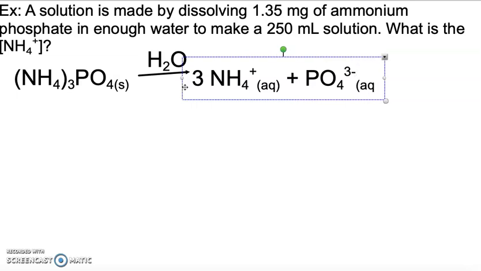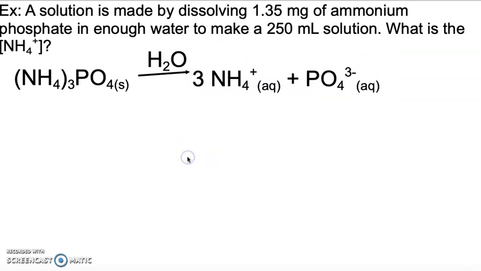And we have that phosphate ion. Okay, so now that we have our dissociation equation, now we're actually going to start to write out those givens, right? So if you think about it, we're being asked for the concentration of that ammonium ion, right? So this is what we're trying to find. We're trying to find that concentration.